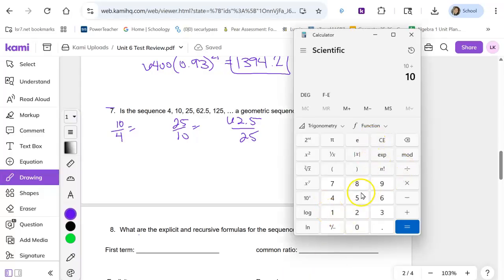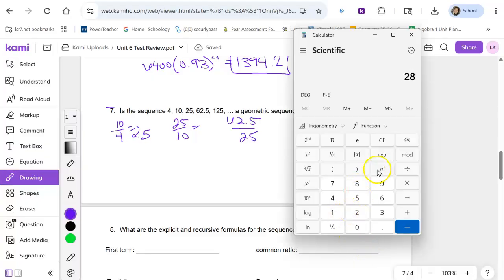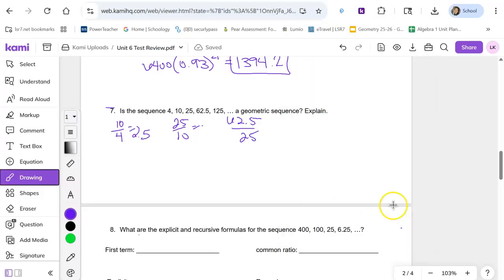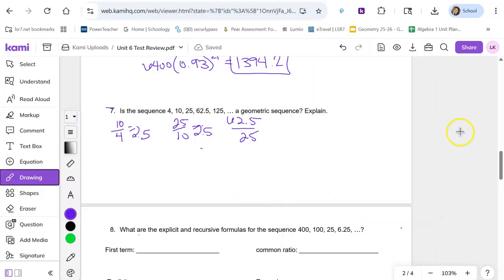So 10 divided by 4 is 2.5. 25 divided by 10 is 2.5. And then 62.5 divided by 25 is also 2.5. So yes, common ratio of 2.5.